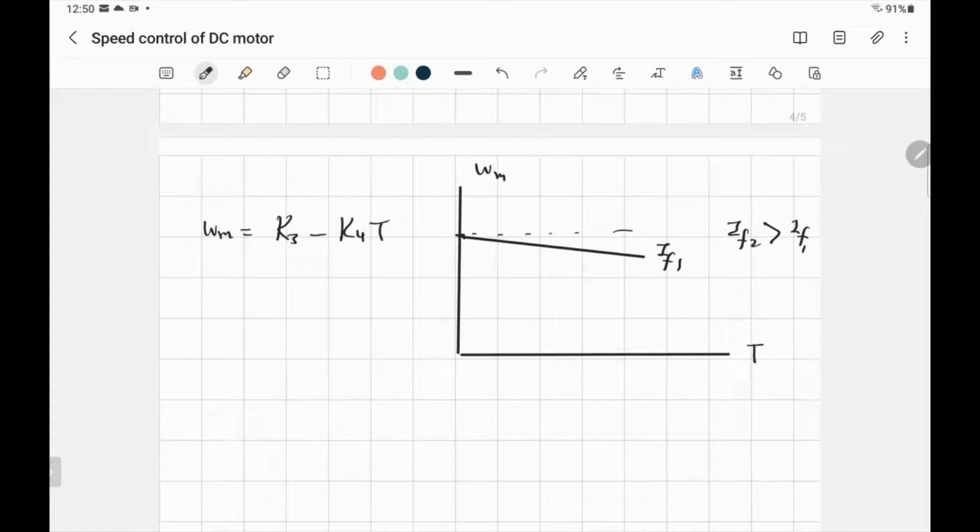So what does the characteristic look like? Yeah, it will be the same line, right? But parallel. If you say this is omega naught 1, the no load speed at IF1, you'll have another no load speed, lower, but the same straight line, parallel, the same slope. That's IF2. So every time you are increasing the field current, the speed is decreasing, but taking the same characteristic as it changes with the torque. That's the field control. So that's how you do the field control. Okay.